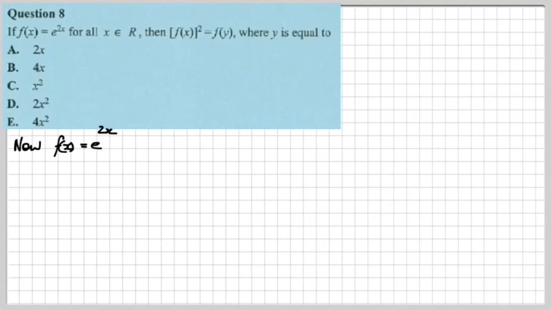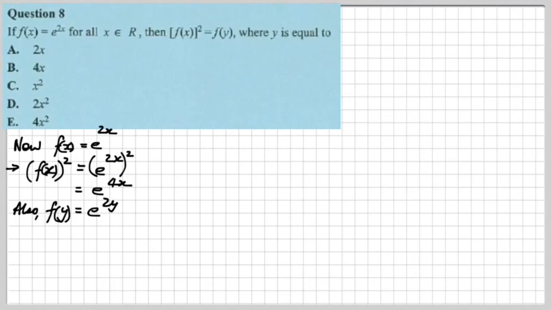So f of x squared is going to be e to the 2x squared, which would be e to the 4x according to the index laws. Remember, you multiply this by this, don't you? Yeah? Very good. Now, what about the right-hand side? f of y is going to be e to the 2y, isn't it? And therefore, if we're saying that this equals this, which is the proposition they're putting to us, and then we have to work out what y must be to make that happen, then we're saying, ladies and gentlemen, that e to the 4x equals e to the 2y, aren't we?